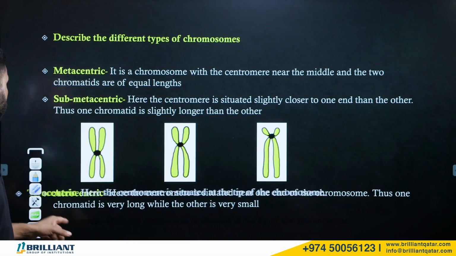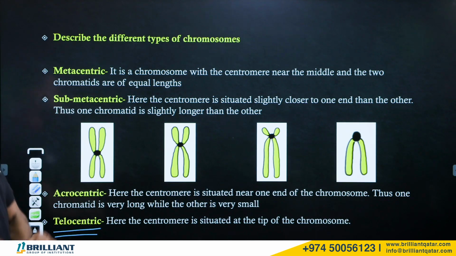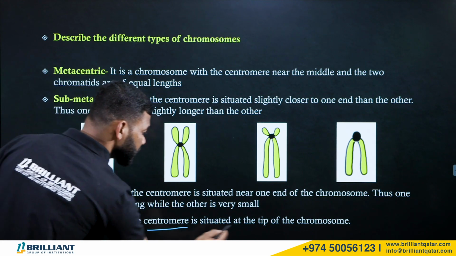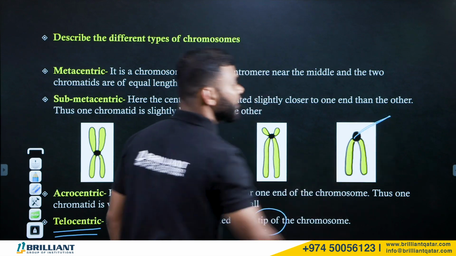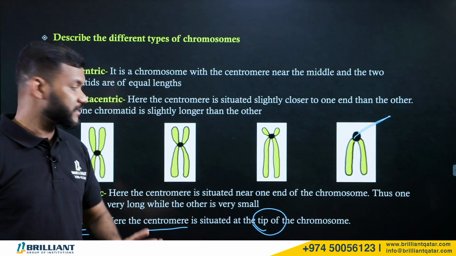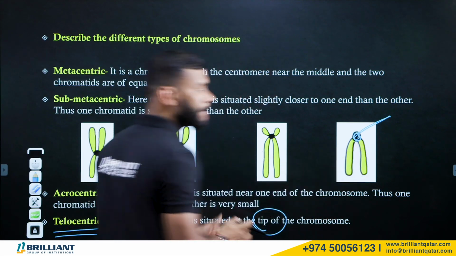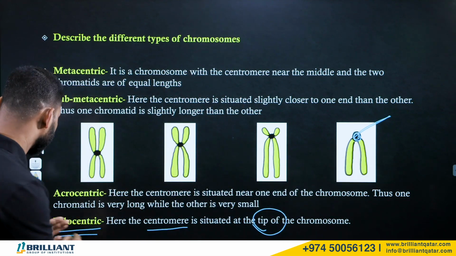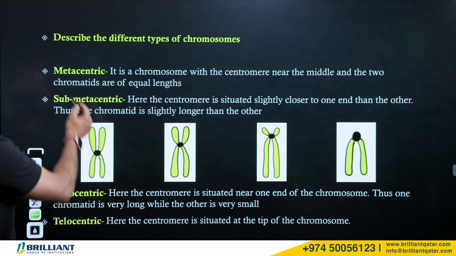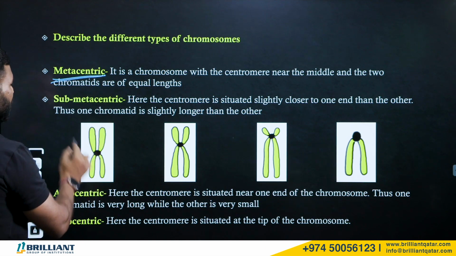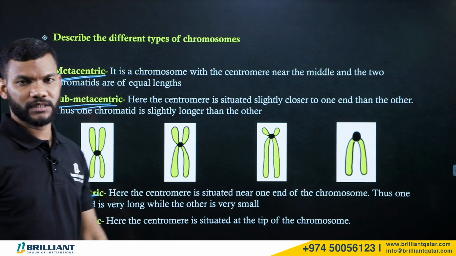What is the last type of chromosome? That is telocentric. What is telocentric? Here, the centromere is situated at the tip of the chromosome. Look here, at the tip of the chromosome, the centromere is there. That is what is called telocentric. So there are four different types of chromosome: metacentric, submetacentric, acrocentric, and telocentric.